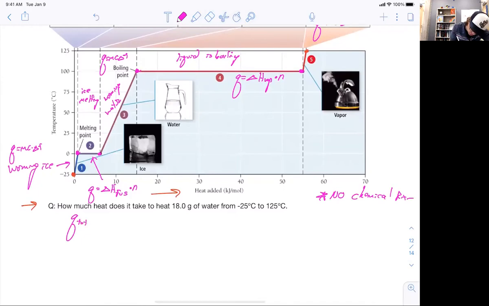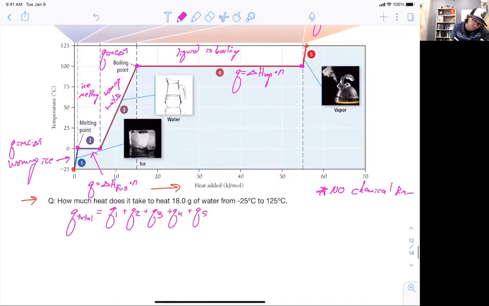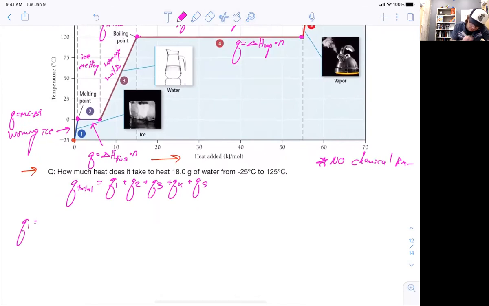So Q total will equal Q1 plus Q2 plus Q3 plus Q4 plus Q5. Q1 is the ice warming. Q2 is the ice melting. Q3 is the water warming, Q4 is the water boiling, and Q5 is the gas warming. And so Q1, we said it was MC delta T. The mass of water is 18 grams. The specific heat, this is ice, so this is the specific heat capacity of ice.